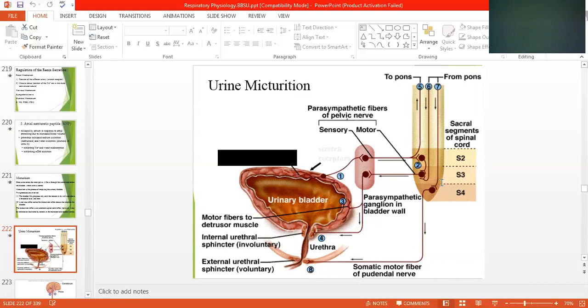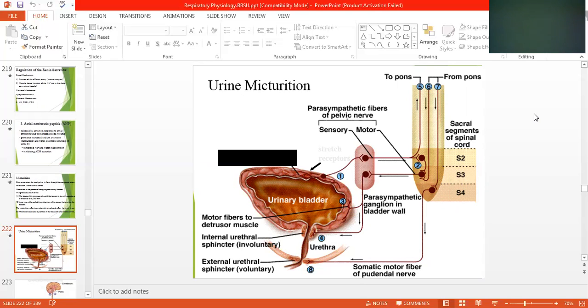Micturition is shown over here, how the urine comes into the urinary bladder. The sacral segment of the spinal cord is there, and above the spinal cord is the medulla oblongata which has the pons, and this center is in the pons. It will come and affect the parasympathetic fibers of the pelvic nerve, sensory and motor, and parasympathetic ganglion in the urinary bladder wall, motor fiber to the detrusor muscles, which is the muscle present at the urinary bladder, and the internal urethral sphincter, involuntary. This sphincter controls the release of urine from the urinary bladder.